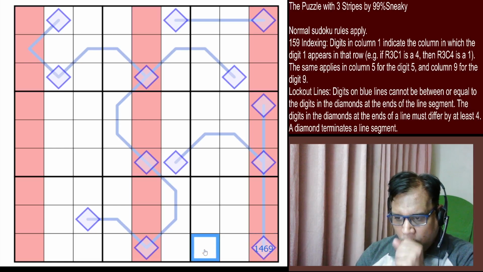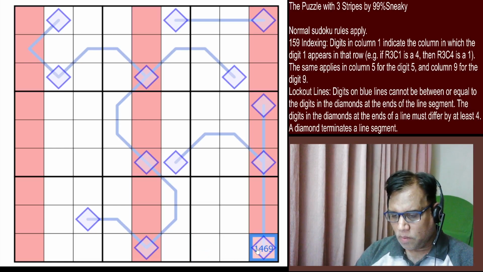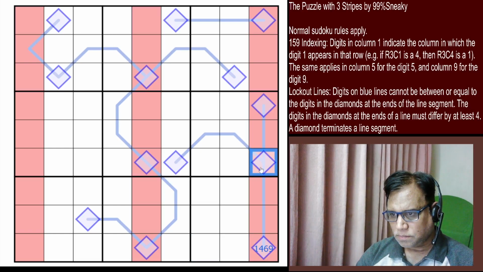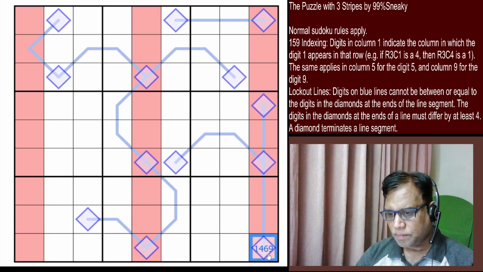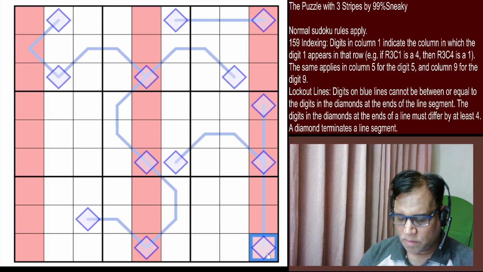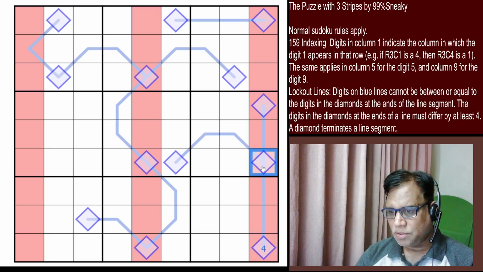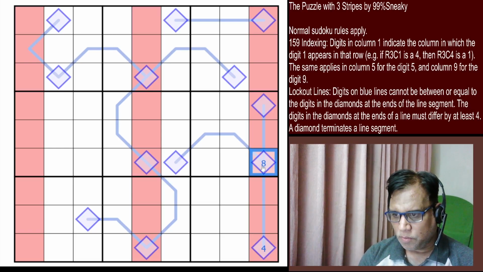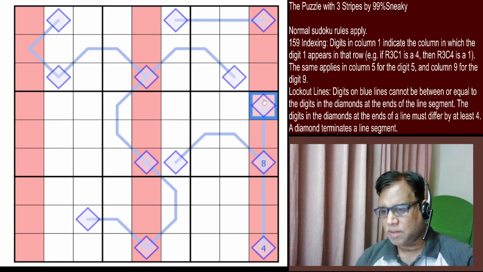So only 1, 4, 6, 9 is possible here. So maybe combining with this, let's say you have 4 here. So now we saw, right, 9 is not possible. What about 8? So what will happen with this?